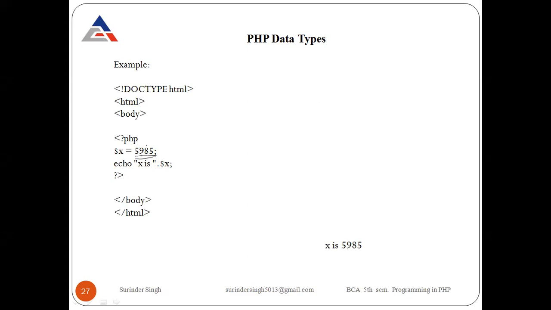Here we are assigning the value 5985 to x. So this is an integer value, so x will be of integer type. Here we are printing "x is" concatenated with x. Here you can see the output of this program.